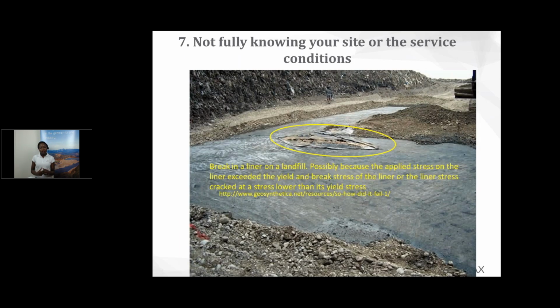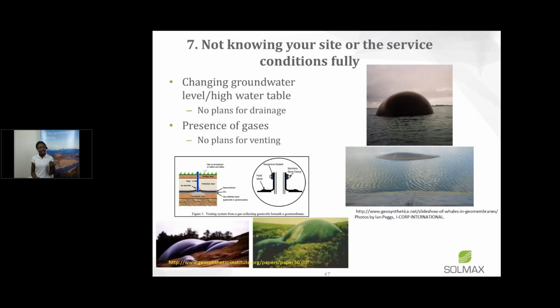Here is a picture of a landfill where the applied stress on the liner was underestimated during the design. So they overloaded the liner, they put the waste on there, and the yield stress and the failure strength of the liner was exceeded, and the liner ripped in the middle. So it's essential to know what you have on your site.